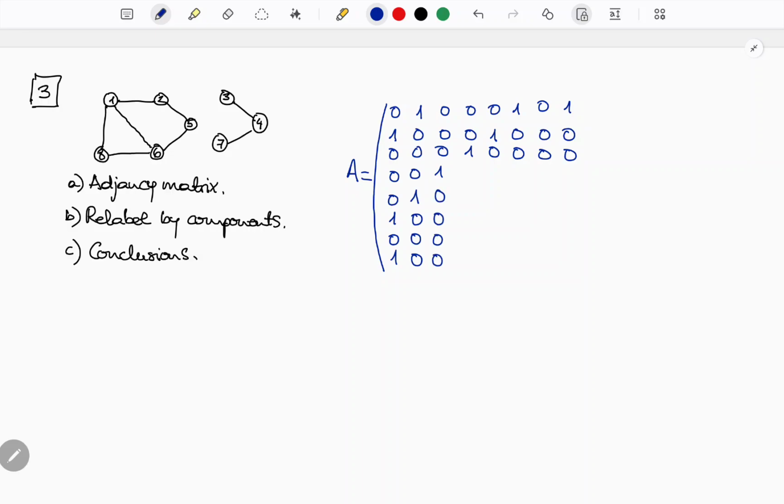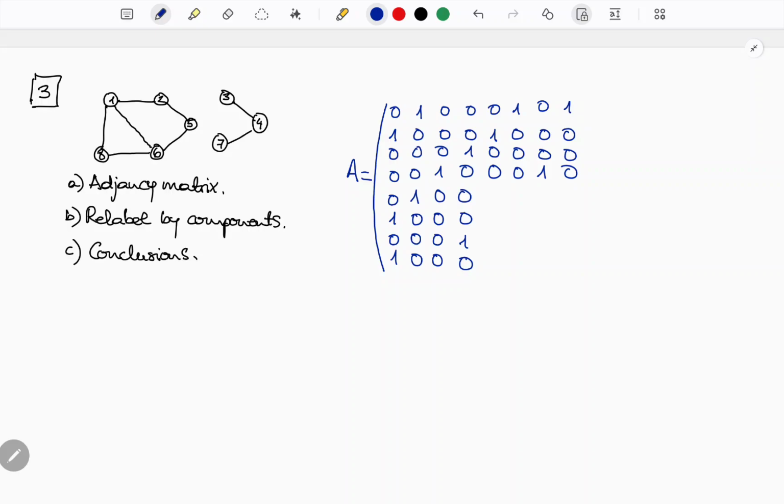Now for node 4, node 4 is connected to node 3, which I already have here, and also to node 7. And the rest are 0. So I have a 0 for node 4, now 5, 6, 7, I have a 1, and now 8, I have a 0. And I have exactly the same here. So I have 0, 0, 1, and 0.